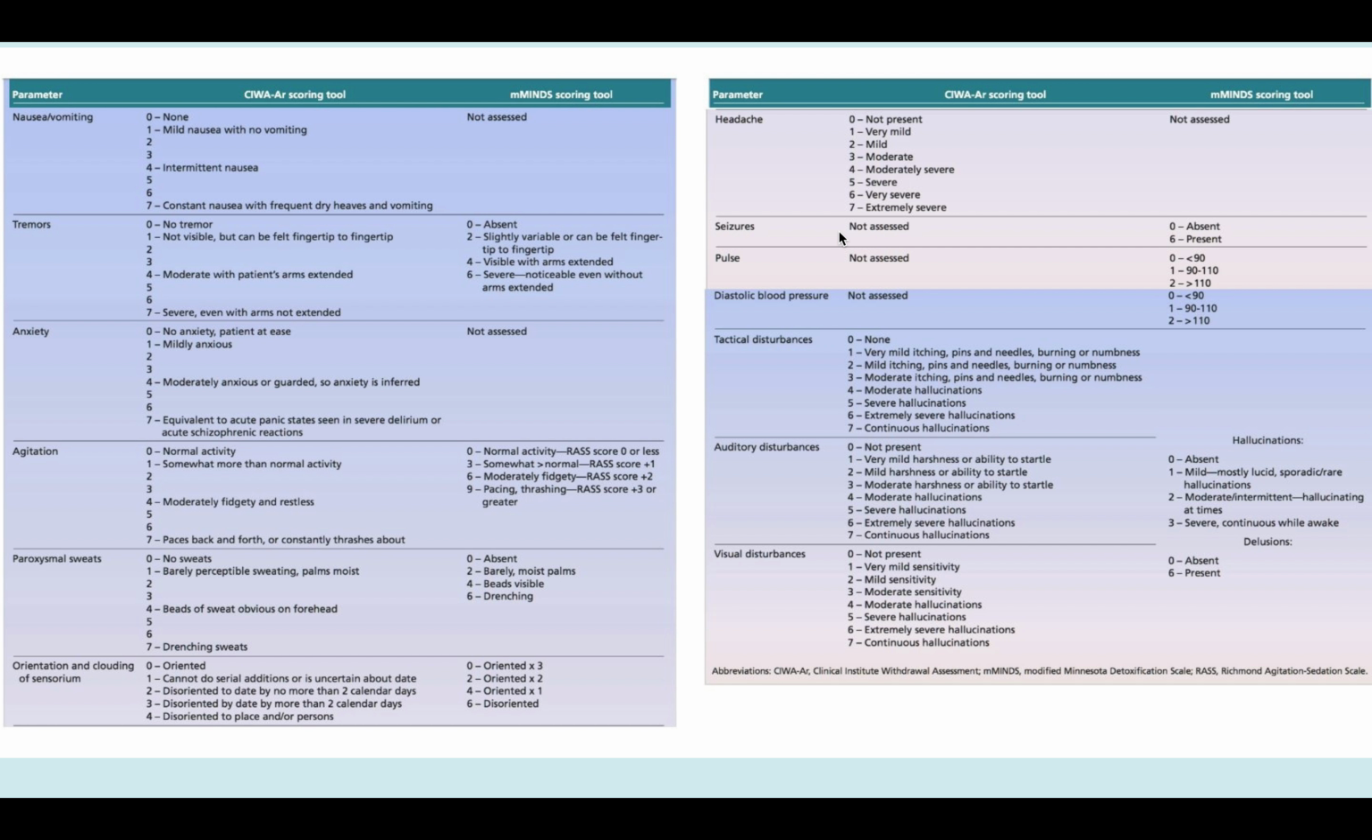With the modified MINDS score, patients are scored using 8 parameters. The parameters are tremors, agitation, paroxysmal sweats, orientation, seizures, pulse, diastolic blood pressure, and hallucination. If the patient is intubated, a score of 0 is given for symptoms requiring verbalization.